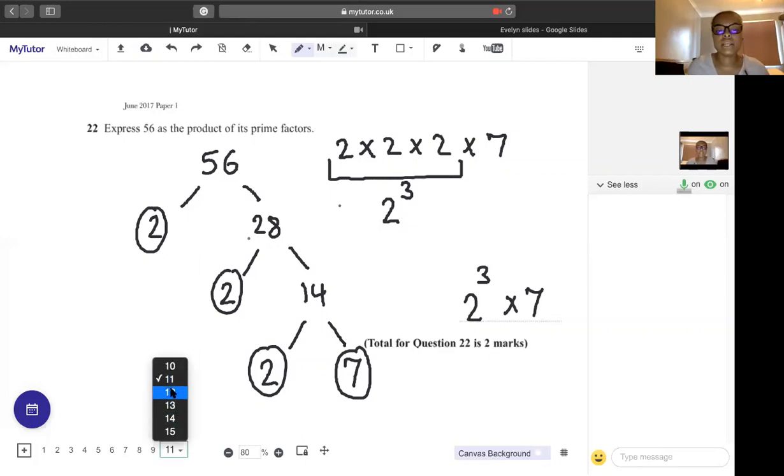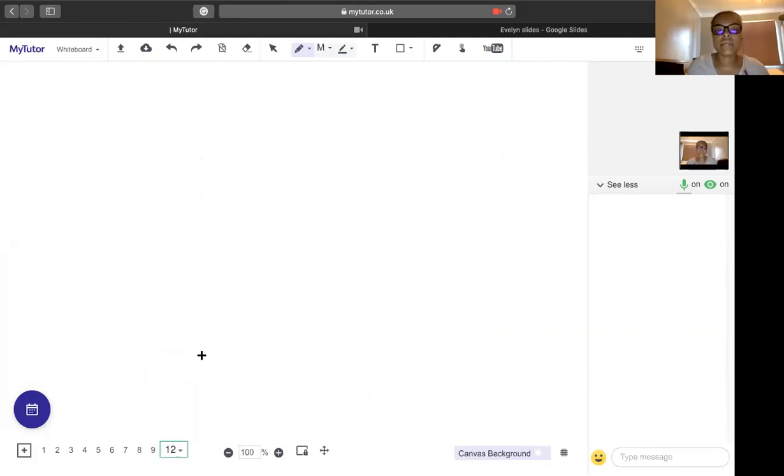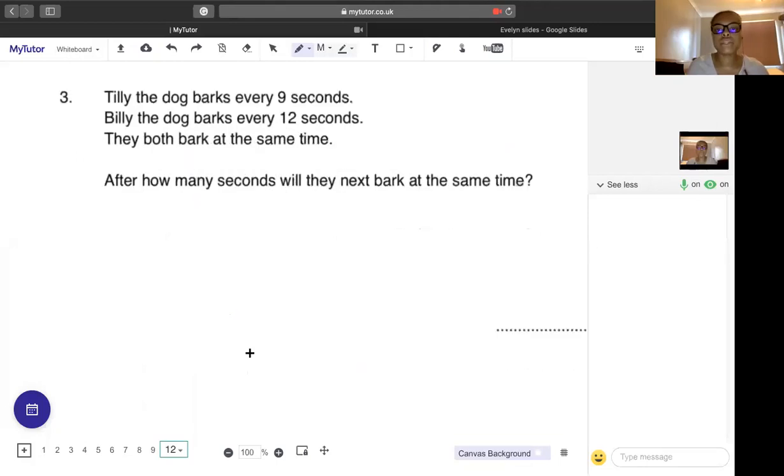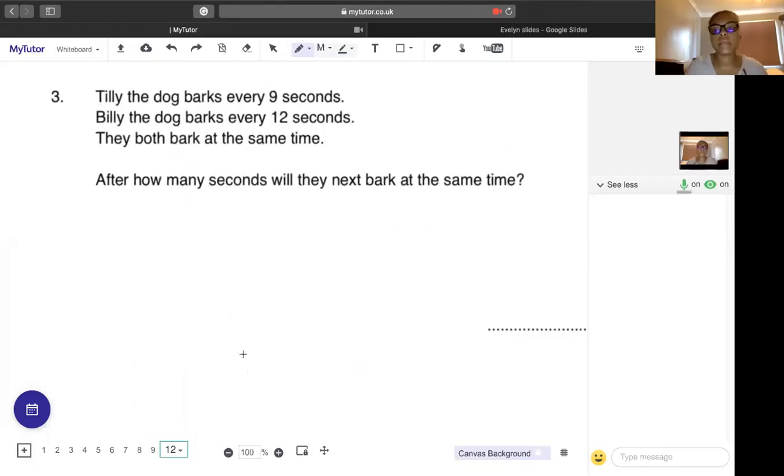Now let's look at another question. So a lot of the time, when you are looking at highest common factors and lowest common multiple questions, they're not always very clear. So say for the previous one that we looked at, splitting 56 into its prime factors is very clear, whereas this one isn't so clear as to what topic needs to be used.